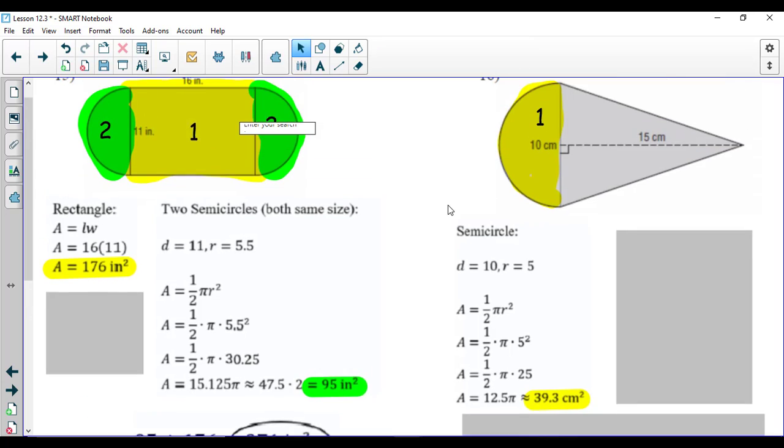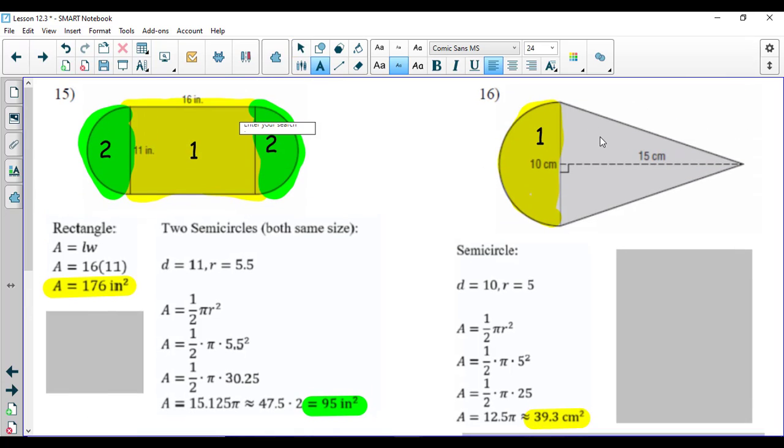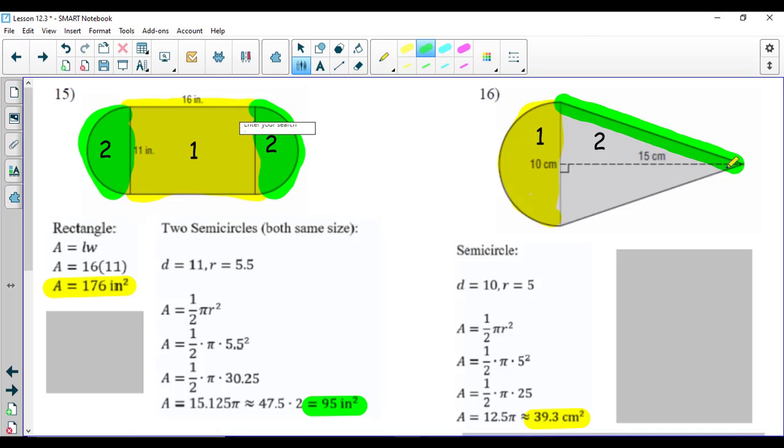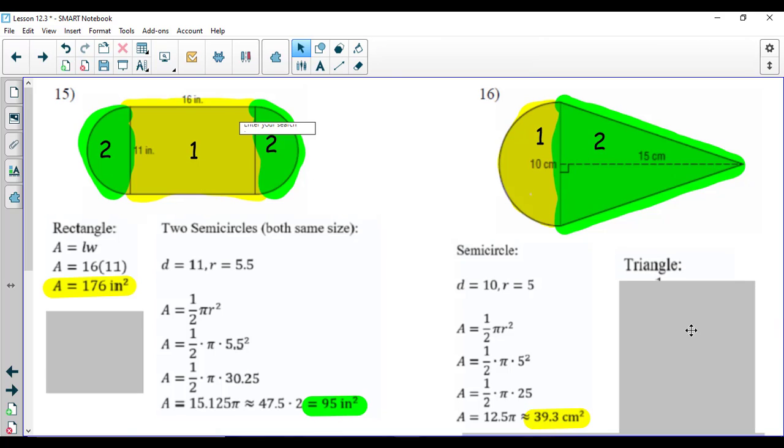We also have our triangle, which we're going to call region 2. Sometimes students want to split that into two triangles because of the dotted line. Just treat it as one big triangle that I'll highlight here in green. The base and height of this triangle will be 10 and 15. We can see that they meet at a 90-degree angle here. So the base is 10, height is 15.